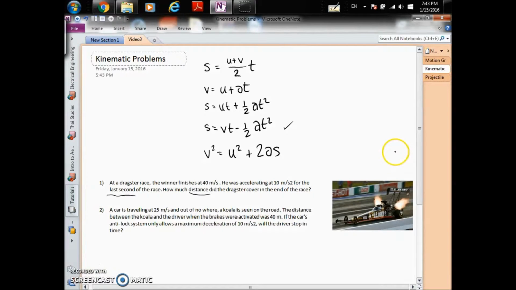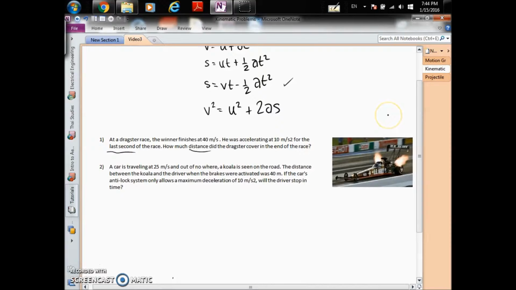All right, let's solve some kinematic problems. Remember, these equations are fairly straightforward. Respect the signs and respect the equations and you'll get the answers right.